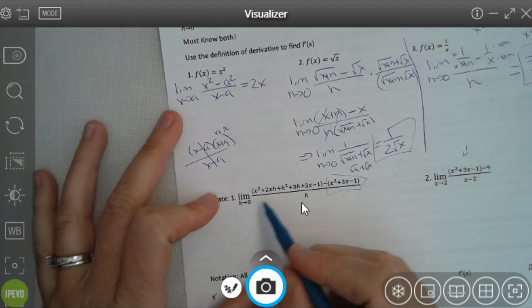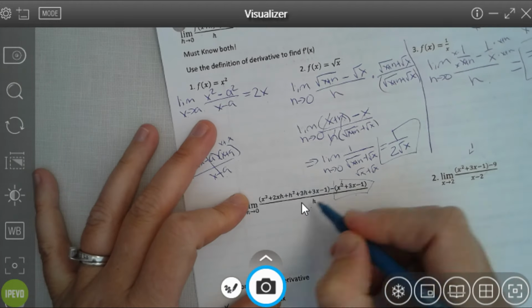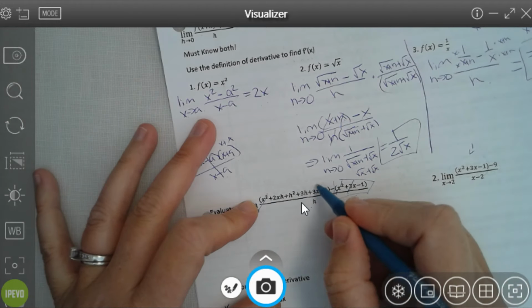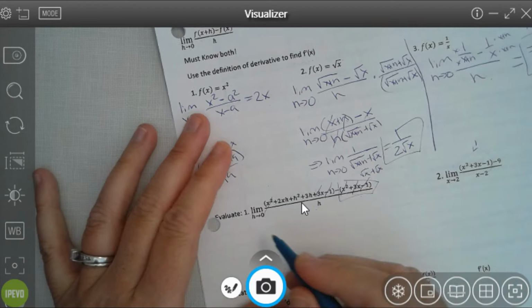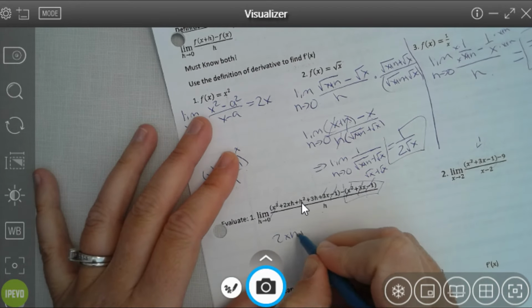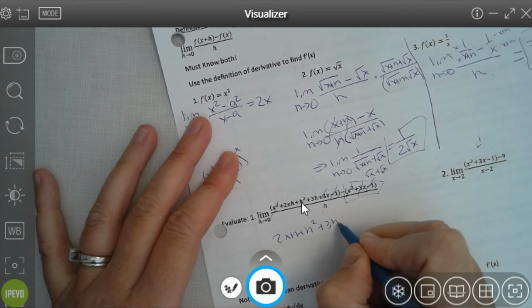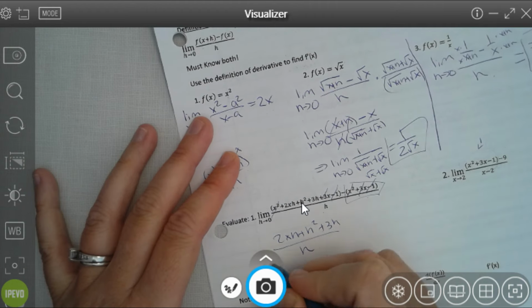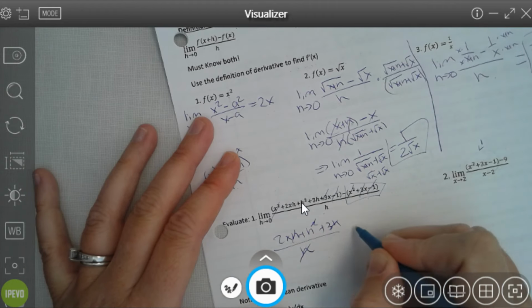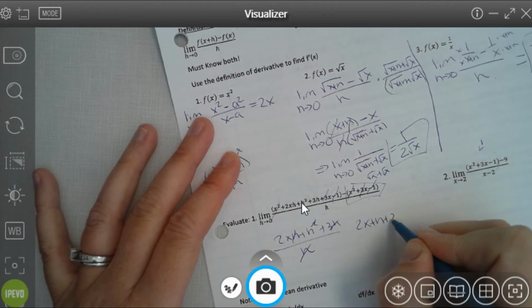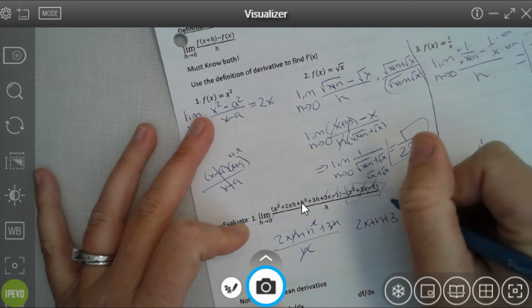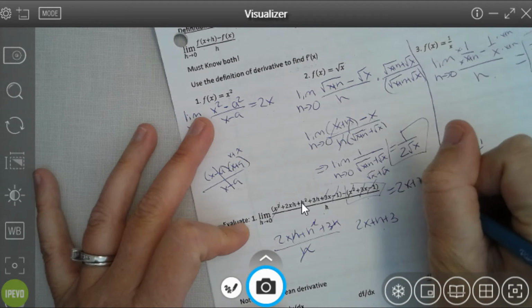So right here, all you would have to do is to cancel. So that cancels. The 3 x's cancel. The 1's will cancel. So I'd be left with 2xh plus h squared plus 3h. Pull out my h from everything. So I'd be left with 2x plus h plus 3. Plug in 0. So then my answer should be 2x plus 3.